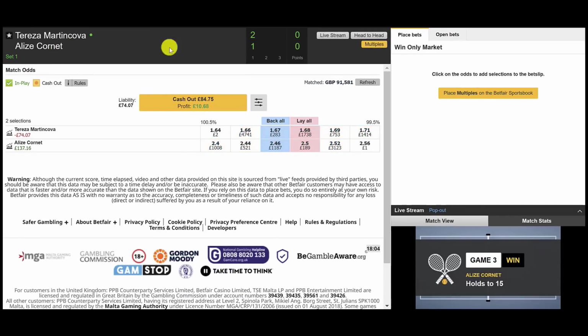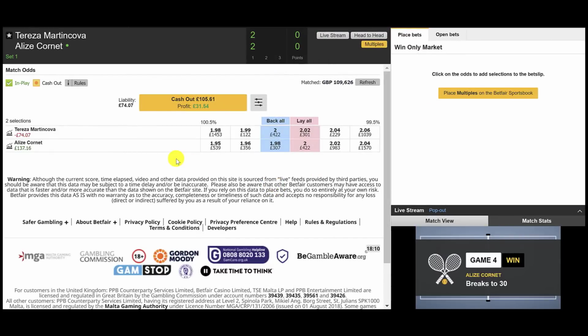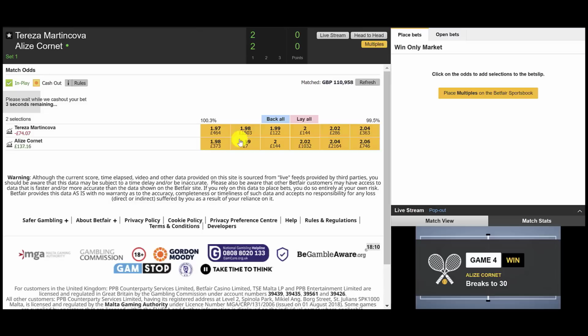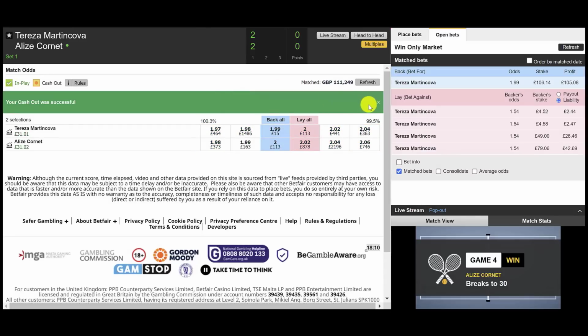Okay, so let's see what happens. Let's see if Cornet can level it up, and if we get to 2-2, we'll exit and take the profit. And yep, she has leveled it. Cornet has just leveled it at 2-2. So we're now going to cash out and take that profit before the odds move against us. You've got to be very, very fast in tennis.